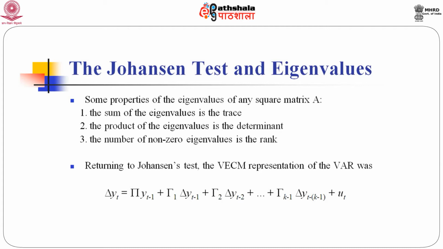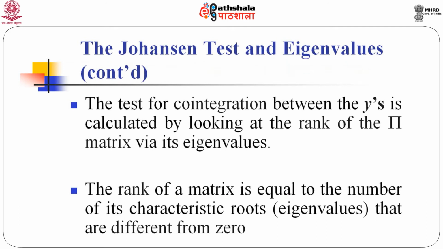Returning to the Johansen test, the vector error correction mechanism is represented from the VAR like this, where the change in yt is expressed as a function of the past delta yt's as well as the coefficient matrix times yt minus 1. So, analyzing the pi matrix is crucial for the Johansen test. The test for co-integrating relationships between the y's is calculated by looking at the rank of the pi matrix via its eigenvalues. The rank of a matrix is equal to the number of its characteristic roots, or eigenvalues, that are different from 0.